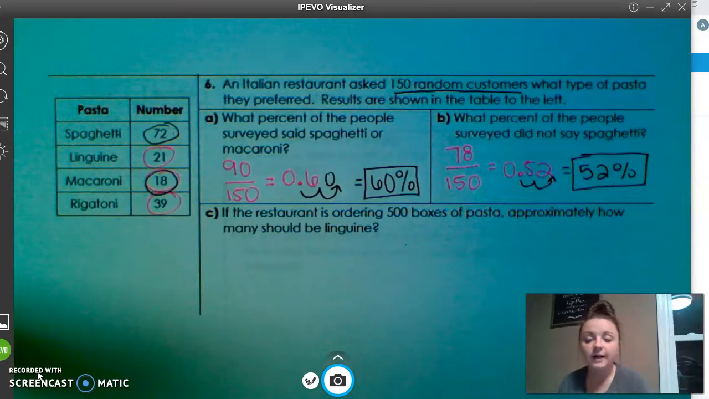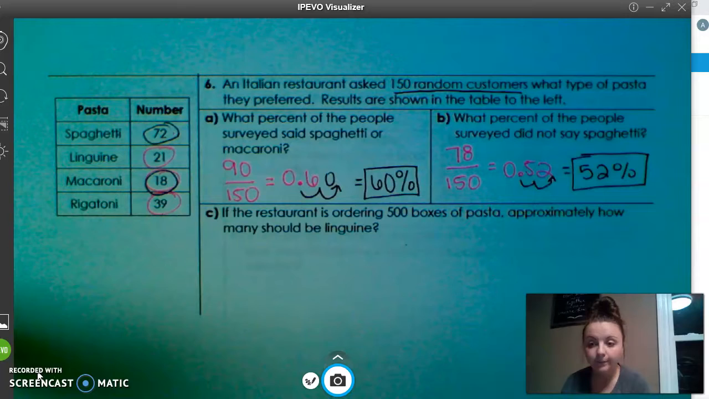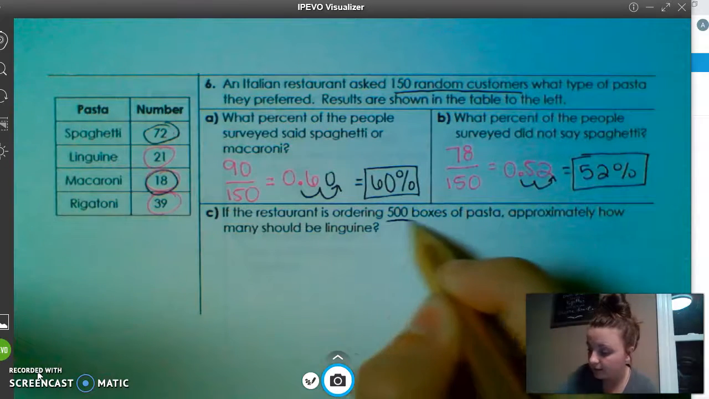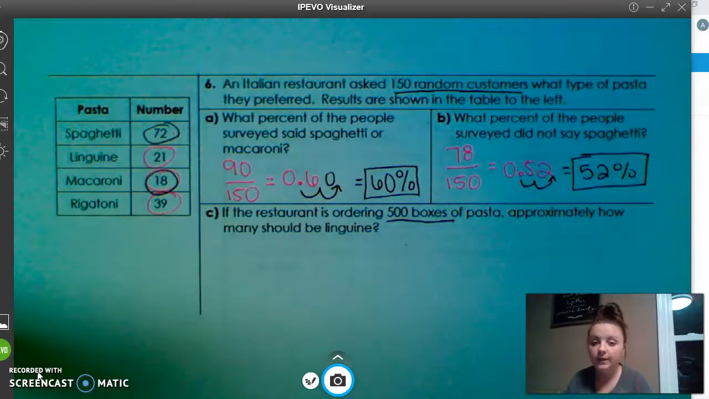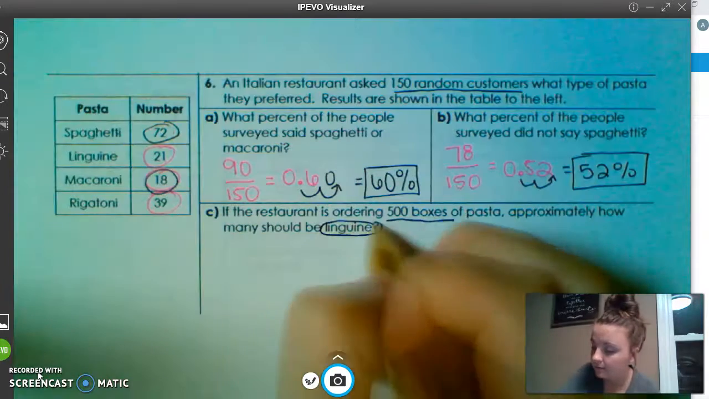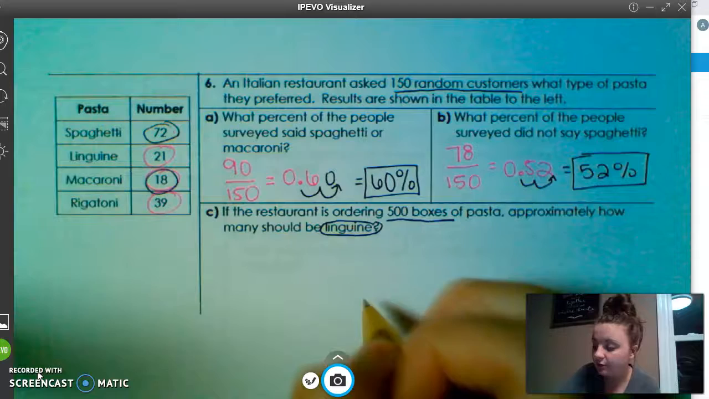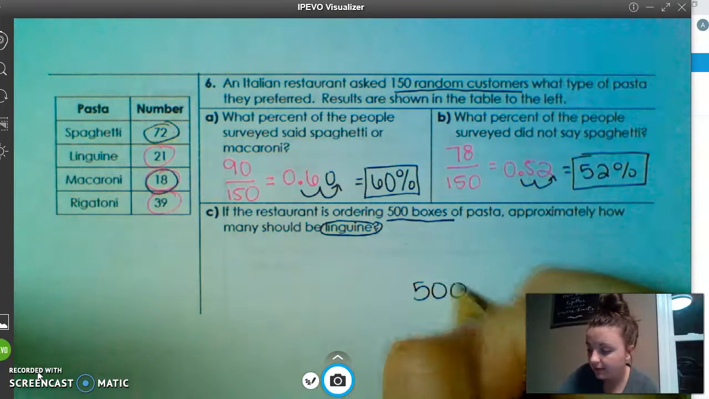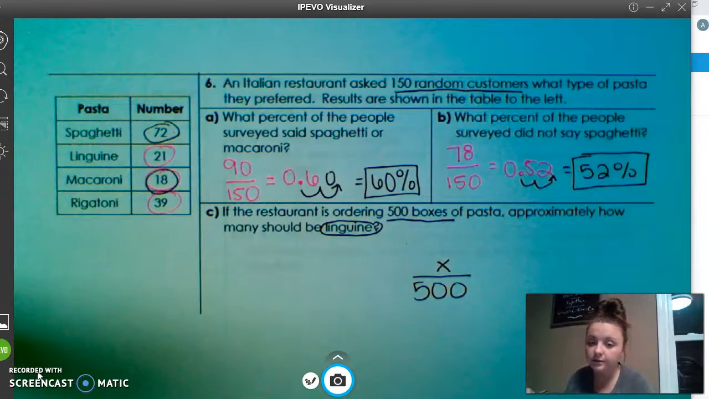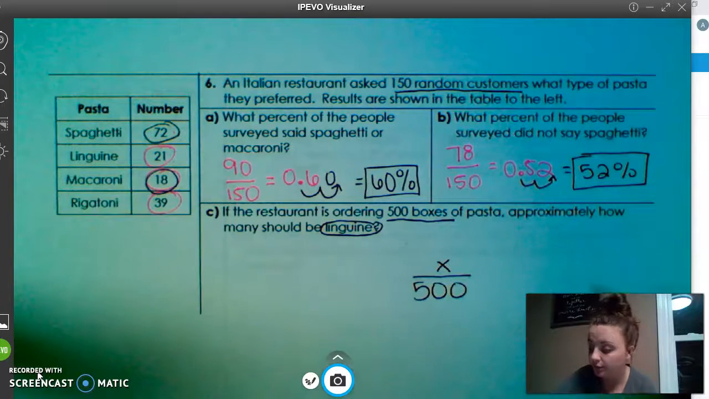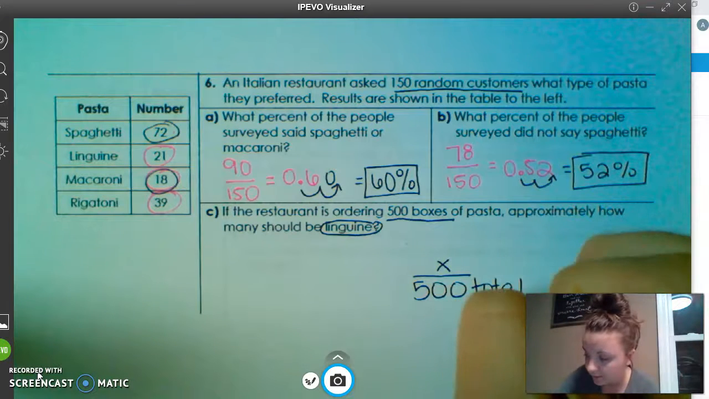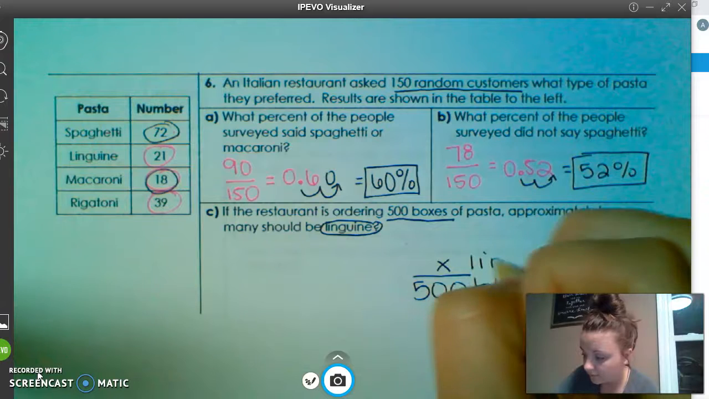If the restaurant is ordering 500 boxes of pasta, approximately how many should be linguine? Okay. So they're ordering 500 boxes. So in all, 500 boxes. And they want to know how many should be the linguine. I hope I'm saying that right. I don't know. But so out of 500 boxes, I don't know how many should be the linguine, do I? So I know x linguine out of the 500 total.